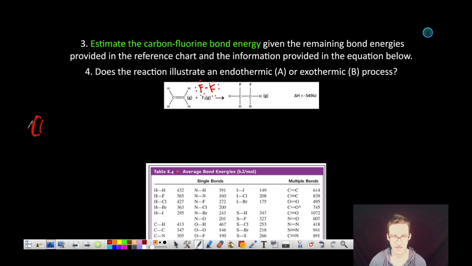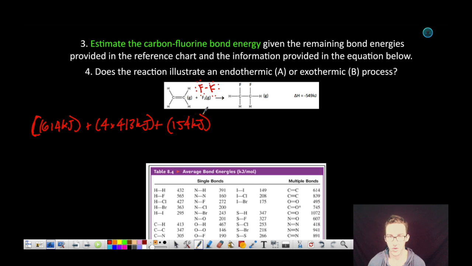I'm going to have 614 kilojoules required to break that carbon-carbon double bond. I'm going to add that to 4 times 413 kilojoules, which is the energy required to break those 4 carbon-hydrogen single bonds. And I will add to that the energy required to break the 1 fluorine-fluorine single bond, which is 154 kilojoules. Okay, so sum all these together, we end up with 2,420 kilojoules of energy required to break all of those bonds that make up our reactant molecules.